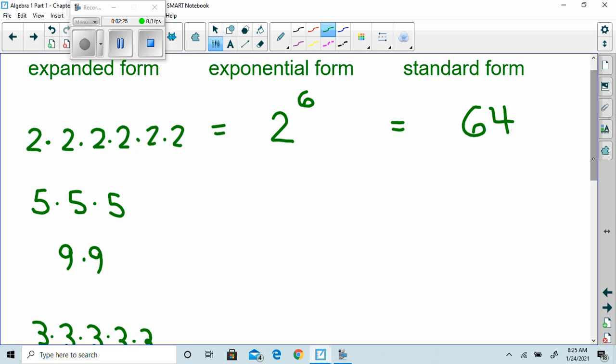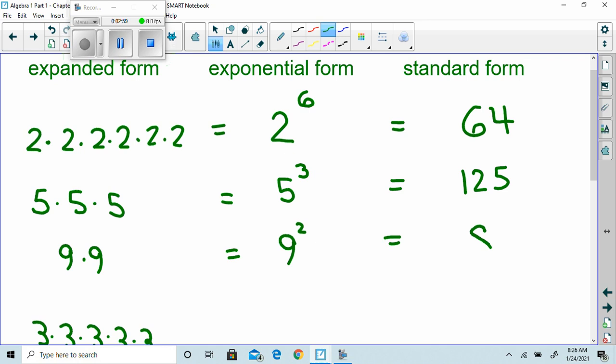Our next example, I have 5 times 5 times 5, which is 5 to the third power, and hopefully you know that's also read 5 cubed. 5 times 5 is 25, and 25 times 5. Multiply that out. So the standard form would be 125. Next one, it's 9 times 9, which is 9 to the second power, or 9 squared, which just gives us 81.